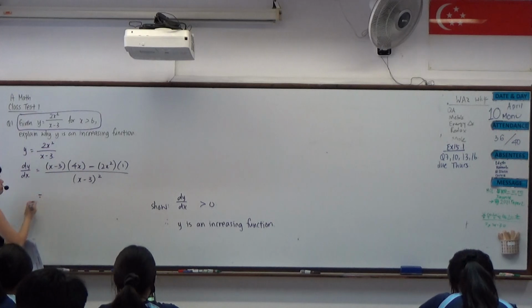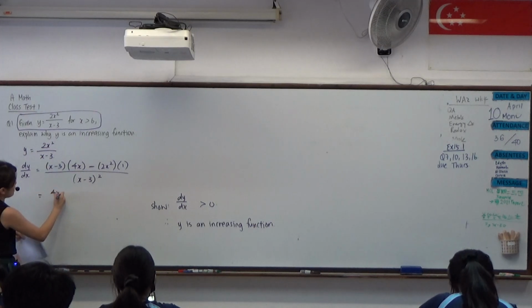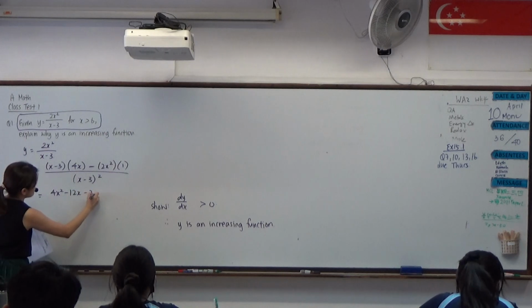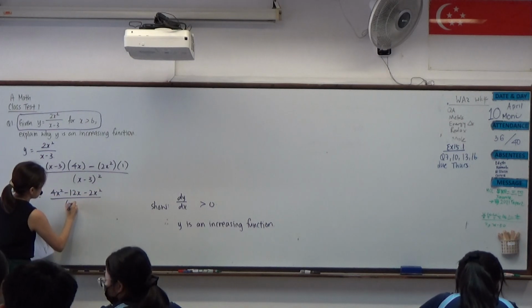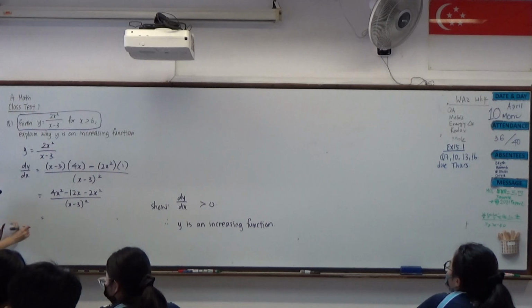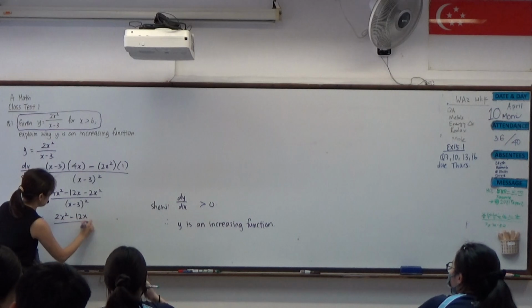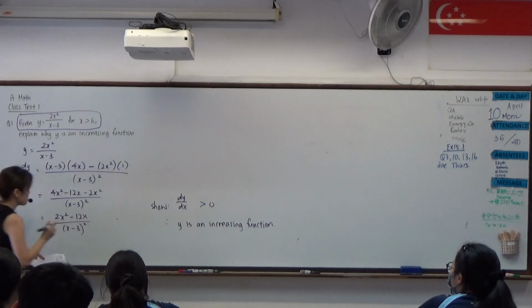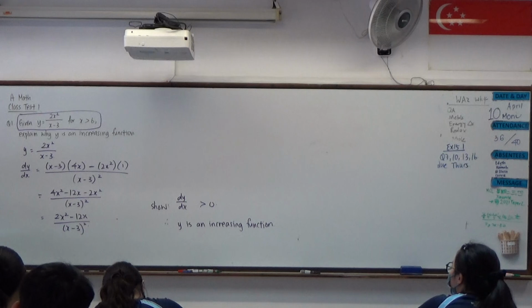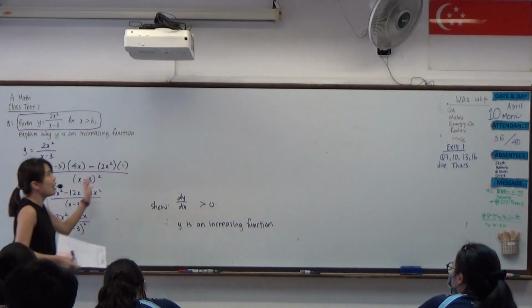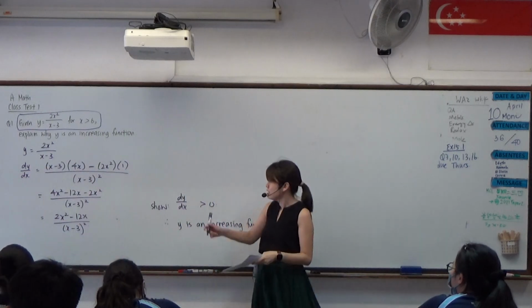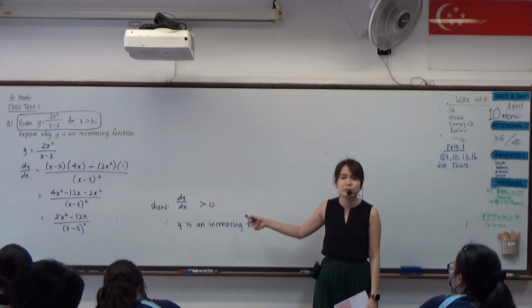And then you go about simplifying. So we will have 4x squared minus 12x minus 2x squared over x minus 3 bracket squared. Most of you simplify and arrive at this: 2x squared minus 12x over x minus 3 bracket squared. You can leave your answer in this manner, nothing wrong, provided that you know how to actually go about explaining that your dy over dx is going to be more than 0.